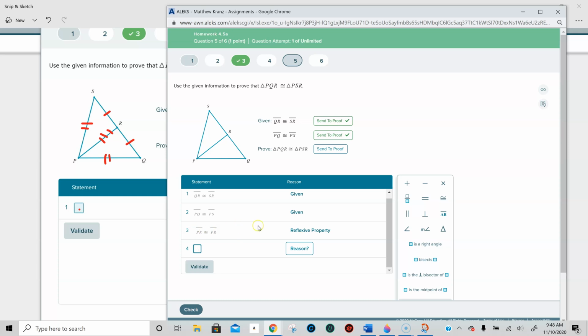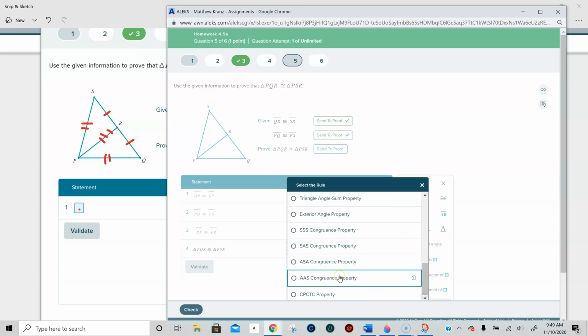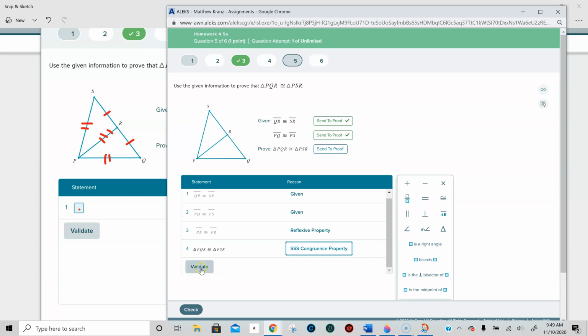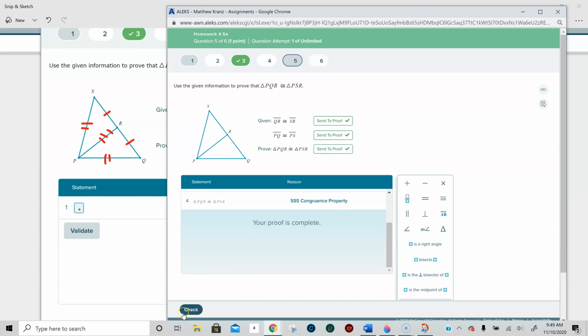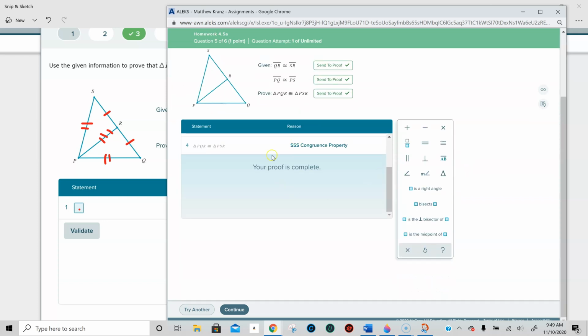It lets you know right away if you're wrong. Then finally, I have side, side, side, so I can send this statement to the proof, and the reason is I look for SSS. There it is. I hit validate. It says, your proof is complete. That means you're correct. Good to go. So I hope this shows you the basic way to do proofs. If you have more questions, let me know.